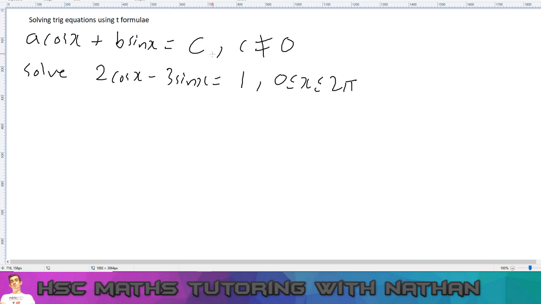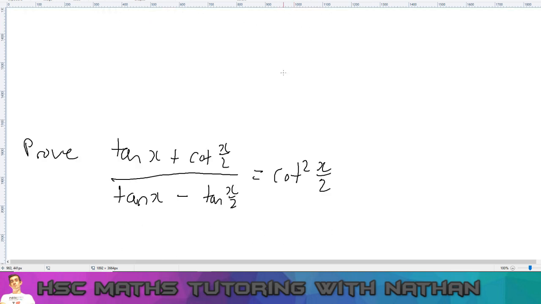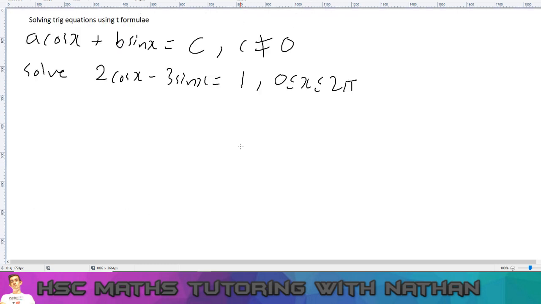So I'm going to show you step by step how to do it, and we'll start with a simple example: 2 cos x minus 3 sin x equals 1 for 0 to 2 pi. Now, if you stick to the end, I'm also going to go for a bonus t formula proof as requested. So I'm going to prove this equation using t formula. So that will be at the end after this trig equation. So let's get back to this.